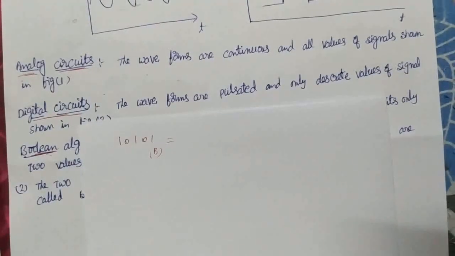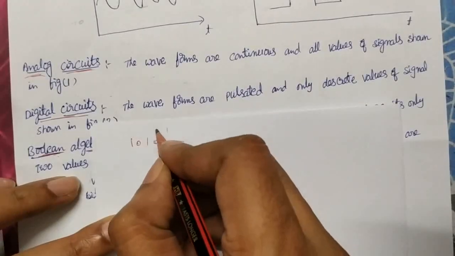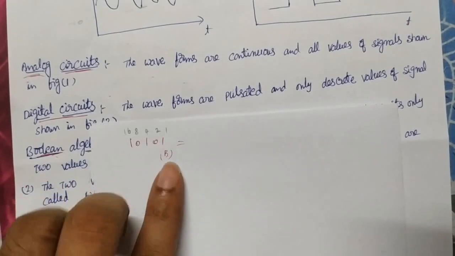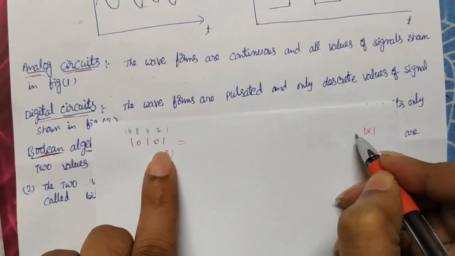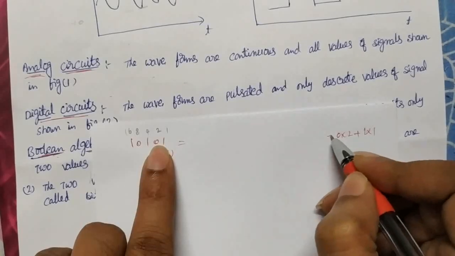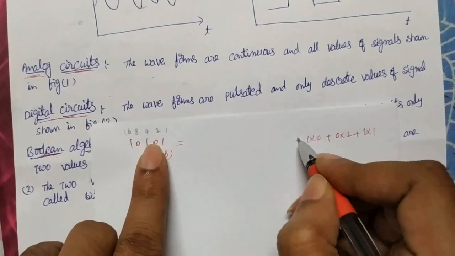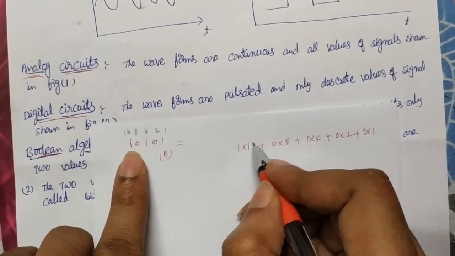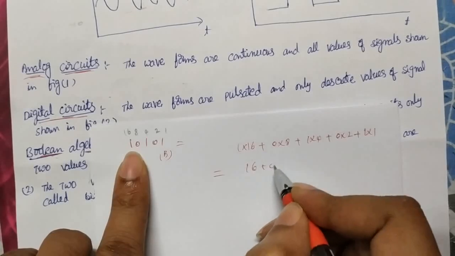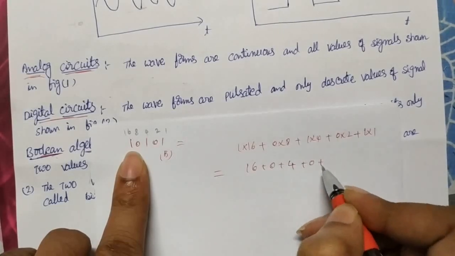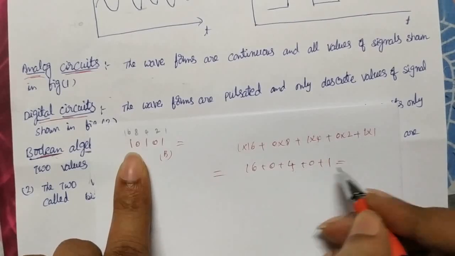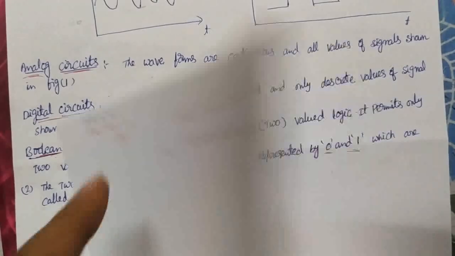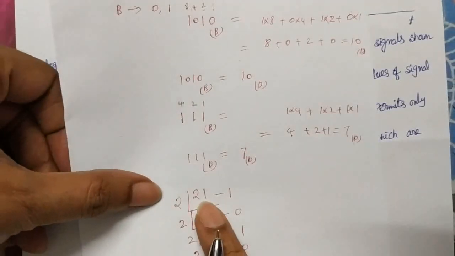First, these are 1s, 2s, 4s, 8s and 16s. Now start applying from here. 1 into 1 is there, plus 0 into 2, plus 1 into 4, plus 0 into 8, plus 1 into 16. So what do you get? Total value 16 plus 0 plus 4 plus 0 plus 1. 16 plus 4 is 20, 20 plus 1 is 21. 21 in decimal number. So here we are converting the decimal number 21 into a binary number.